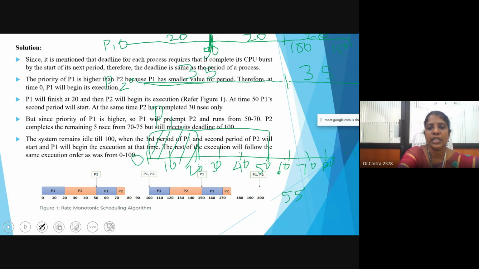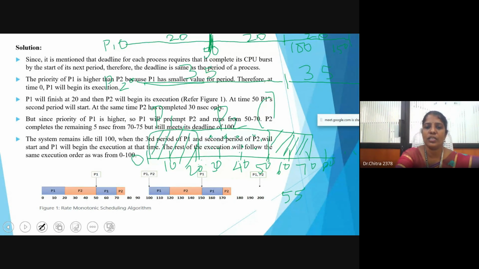So for the next 30 units, P2 can be executed. But it should not take 50 to 55. Five more burst times are required for P2, but it's preemptive scheduling. Whenever P1 enters, P2 is automatically shifted out of the execution state. So again, P1 is executed for 20 units, for 60, 70. Again, it's executed for this much time.